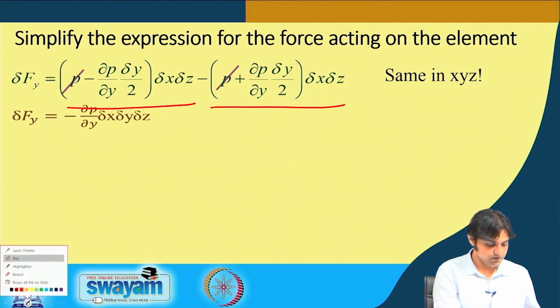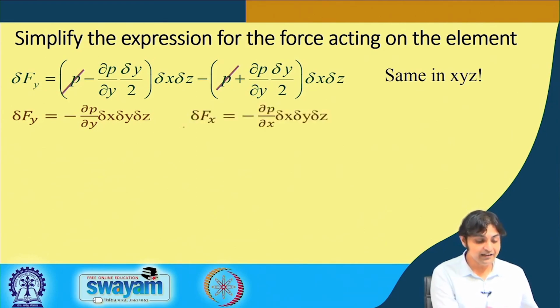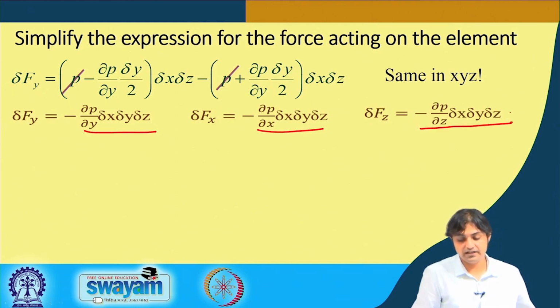I'll just erase this one. So the summation of delta Fy, if you do this addition, will be minus delta P by delta y multiplied by the volume. Similarly, as I said, we can do the same in the x direction. We are going to get minus delta P by delta x multiplied by delta x, delta y, delta z. This is important, and we can also get the same thing in the z direction. So it's going to be minus delta P by delta z multiplied by delta x, delta y, delta z.